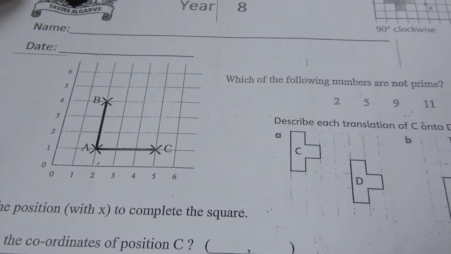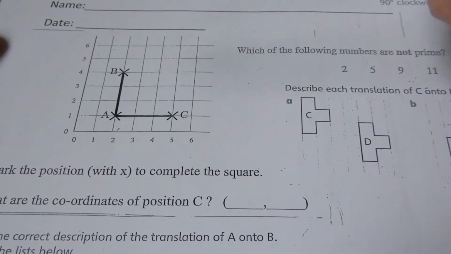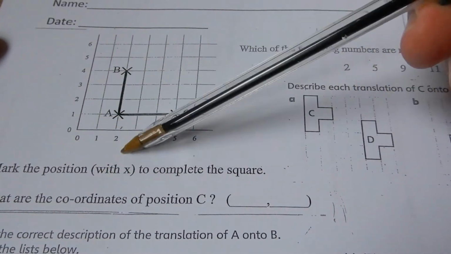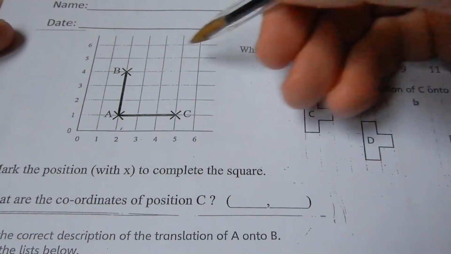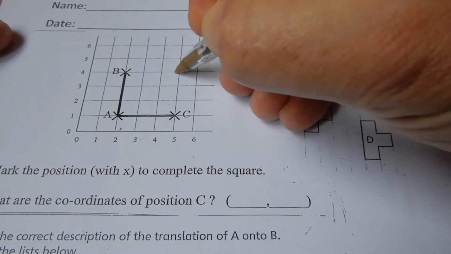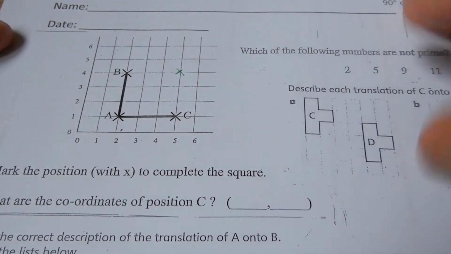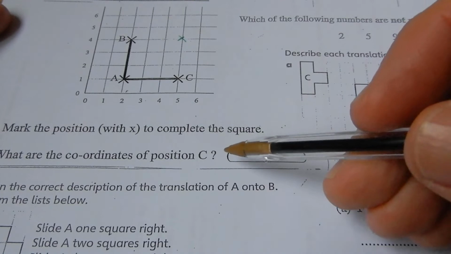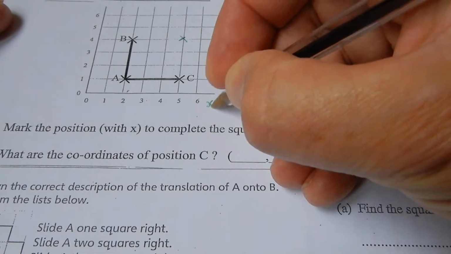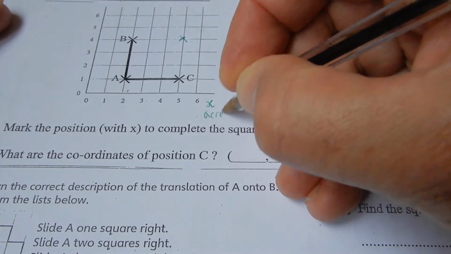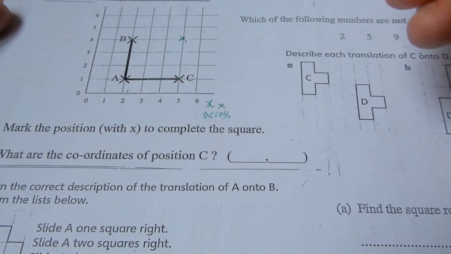Okay, revision draft exam. Here we go. Mark the position X to complete the square. Okay. Well, there's got to be a square, so there you go. X. What are the coordinates of position C? Okay, well, X is across, because it's a cross, see?